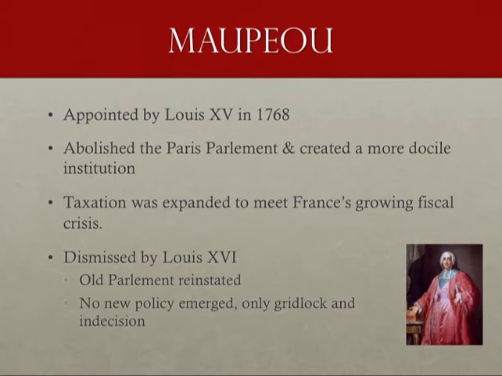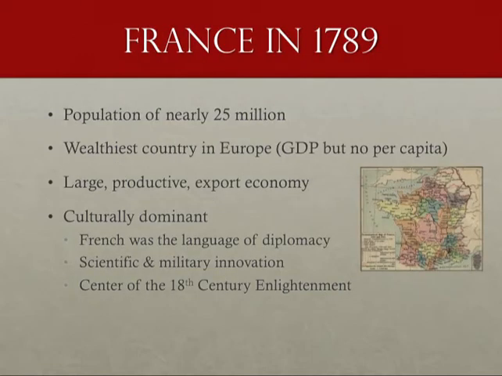The old Parlement is reinstated, and no new policy emerges, only gridlock and indecision. And there's going to be a pattern. Louis XVI is going to go through a number of ministers. Any one of them, actually, could have provided a fiscal solution to France's problems had those policies remained in place. But Louis did not do that, and so the government vacillates back and forth between various economic and political policies.